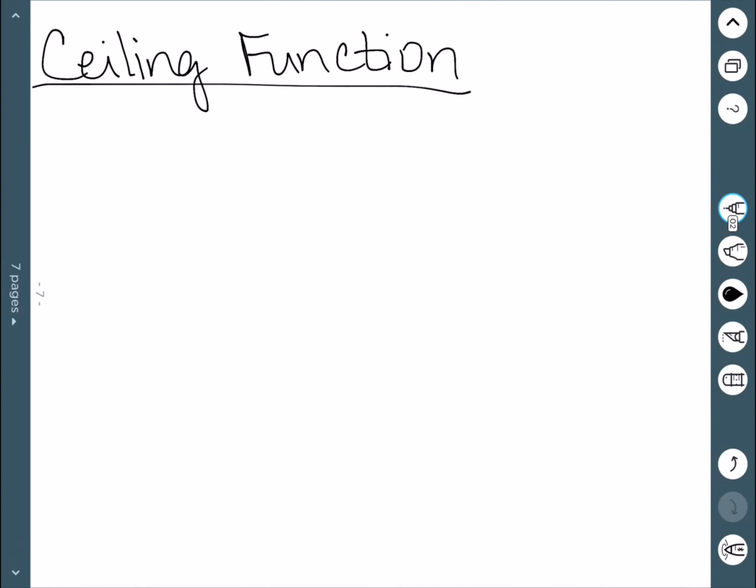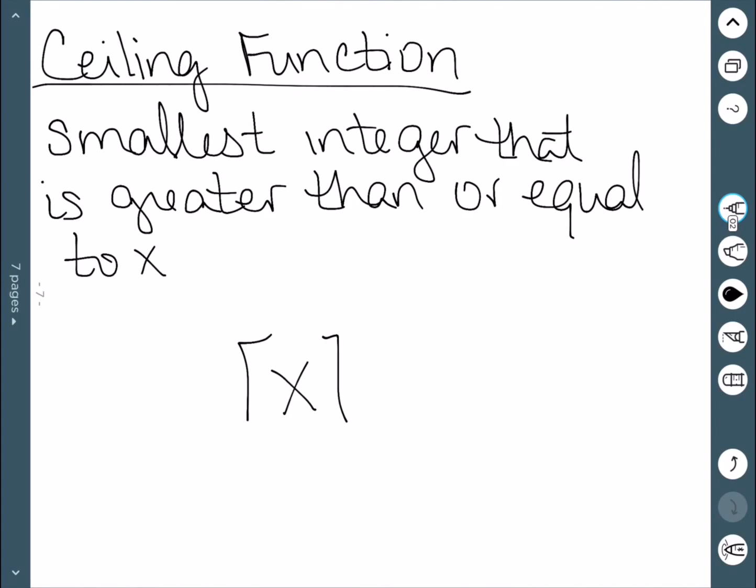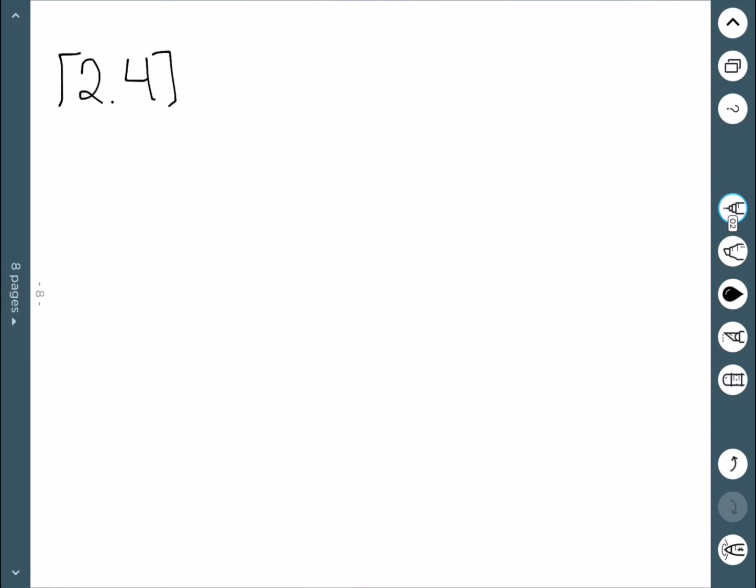In contrast, we also have the ceiling function. This is the smallest integer that is greater than or equal to x. When we dealt with the floor function, we went down to the next integer, and with the ceiling function, we're going to go up to the next integer. For example, the ceiling function of 2.4 would be 3, since that's the smallest integer that is greater than 2.4.